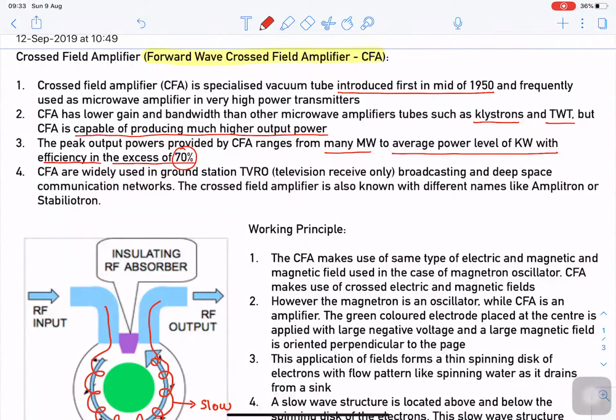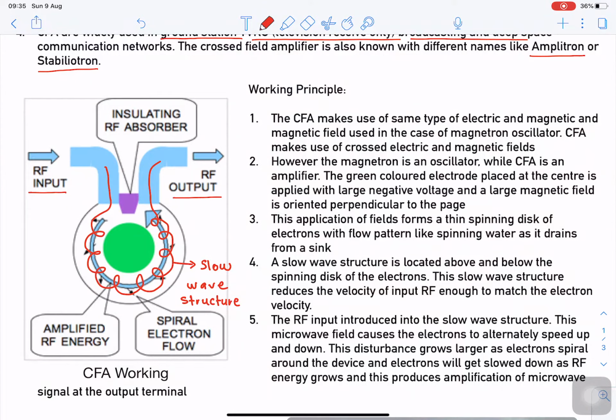Now let us see how this cross field amplifier will look like. On my left hand side over here, the working block diagram of cross field amplifier is shown. Now here we have two vents. One is the input vent through which the microwave signal is passed, which we want to amplify, and the other vent through which we are going to take out the amplified microwave signal, right? So in between the input port and output port, there is an insulating RF absorber placed in order to isolate the input signal from the amplified output signal.